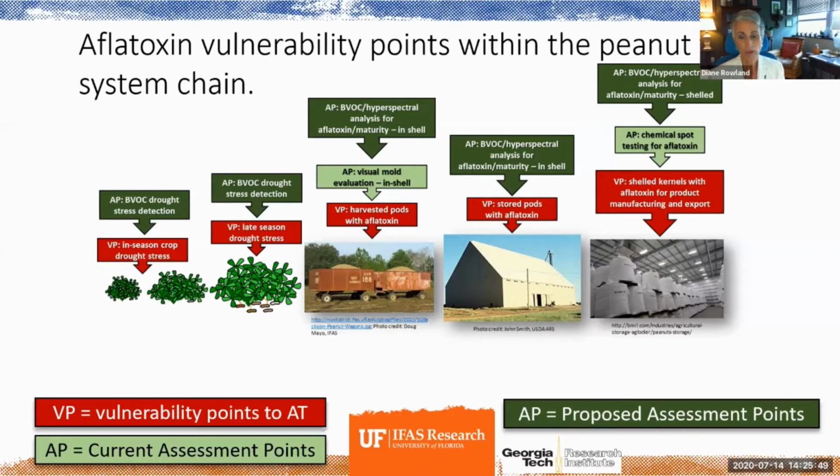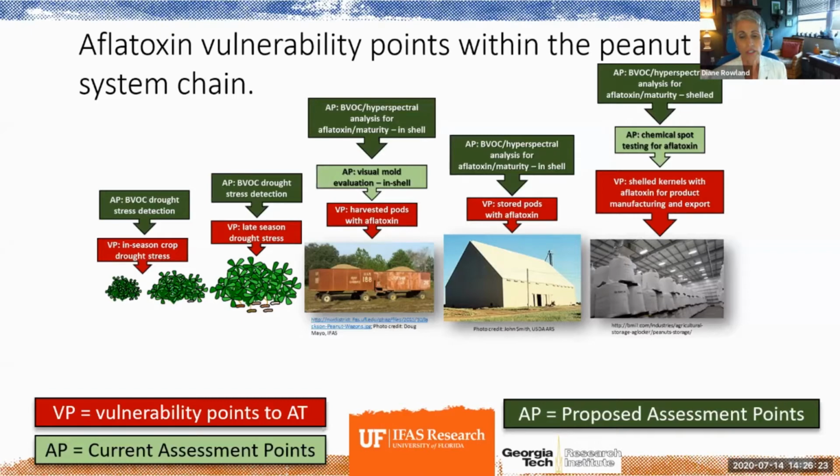Then at the buying point, we need to be able to sense and assess the vulnerability, the aflatoxin, the fungus that is present within the harvested samples that are coming to the buying point, and then eventually moving into the warehouse and storage, and then during the shelling process. So being able to assess those vulnerability points all along the system is really the critical approach to looking at this problem.